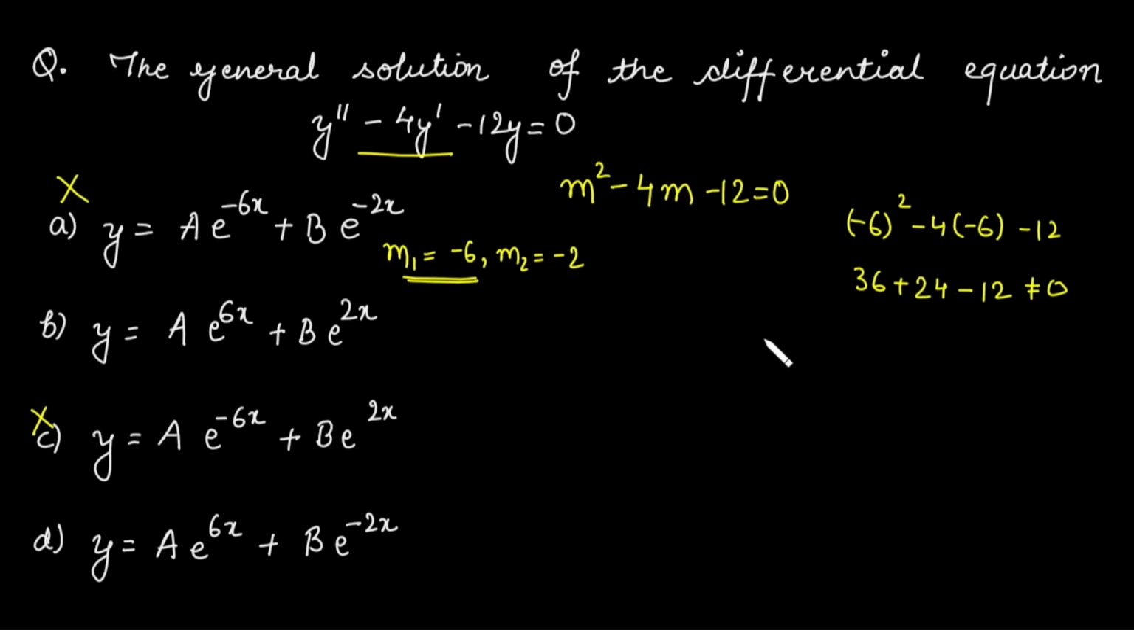So when you put m is equal to minus 2, minus 2 square minus 4 into minus 2 minus 12. So this is a 4. This is minus minus plus 8 minus 12. So this is equal to 0. It means m is equal to minus 2 is one of its factors. If one factor is minus 2, that should be a part of the solution. But B does not contain m is equal to minus 2. So therefore this is the incorrect option and the last option is the correct one.